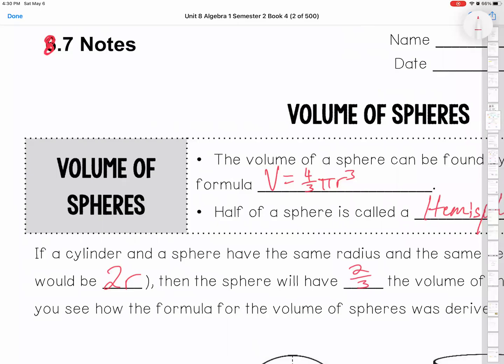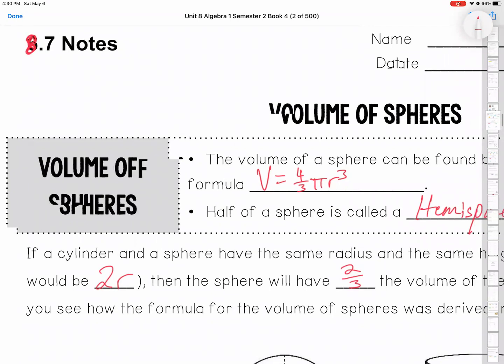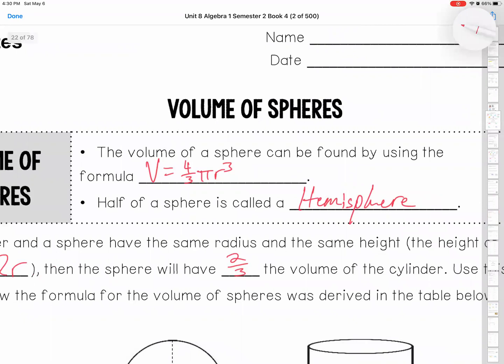Here we are at our 8.7 set of notes. Here we're looking at the volume of spheres. Now, the volume of a sphere can actually be found based upon this equation, V equals 4/3 pi r cubed. And don't let the fractions and the r cubed intimidate you.